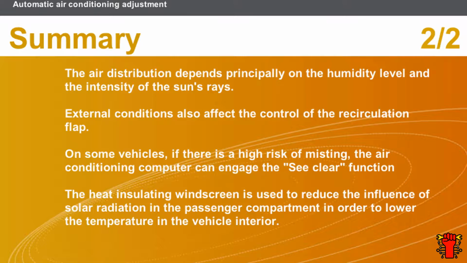On some vehicles, if there is a high risk of misting, the air conditioning computer can engage the See Clear function. The heat-insulating windscreen is used to reduce the influence of solar radiation in the passenger compartment in order to lower the temperature in the vehicle interior.